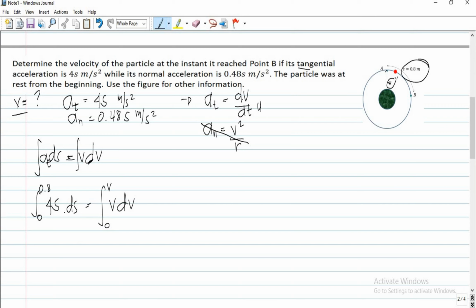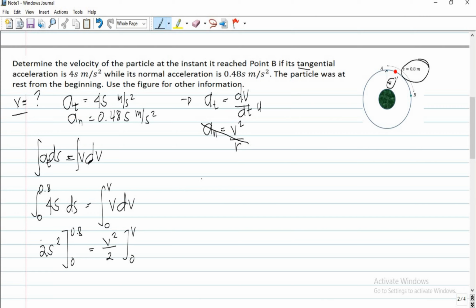The integral of 4s. What is the integral of 4s? I-diretso ko na siya. The integral of 4s is 2s squared. Again, our limit is from 0 to 0.8. Integral of v. That is v squared over 2. Again, our limit is 0 to v. Lagi siyang nakalipat sa integral, subukan nyo sa integral calculus.